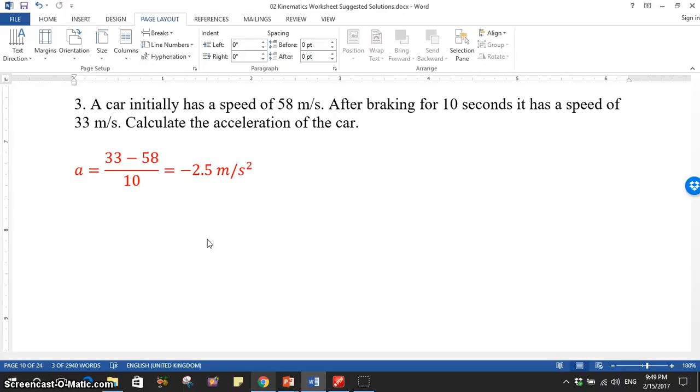Next, let's take a look at example 3. We start with 58 meters per second, so this is your u. And after braking for 10 seconds, it has a speed of 33 meters per second, so this will be your v. And 10 seconds is your t. When you apply your formula, you will notice that you get a negative answer. This implies that your car is slowing down. It actually undergoes deceleration. But because the question asks for acceleration, please keep the negative value.